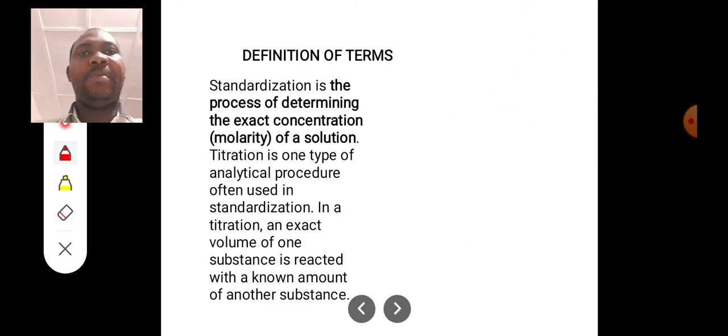Then we see the word standardization. What is standardization? It is a process of determining the exact concentration, which is molarity, of a solution. Titration is one type of analytical procedure often used in standardization. That's one of them. In a titration, an exact volume of one substance is reacted with a known amount of another substance, for us to find the exact concentration.